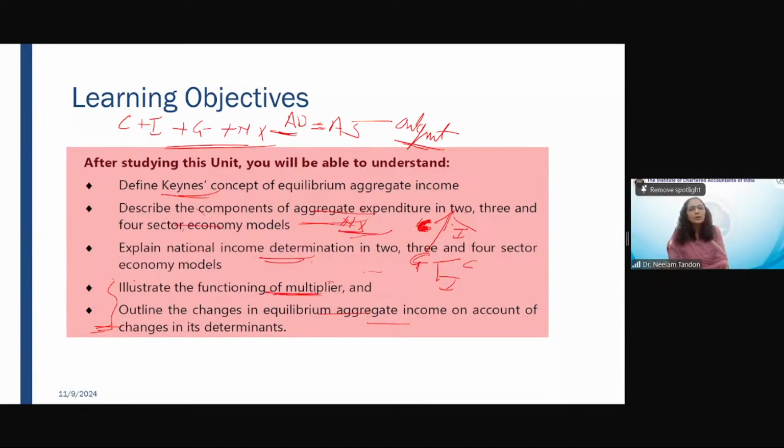Today we'll be talking about this. Who is Keynes? Why has he been given so much importance? Then what is the concept of the two-sector, three-sector and four-sector models? How is the income determined in these sectors? Multiplier and other components we will be discussing in the next class.